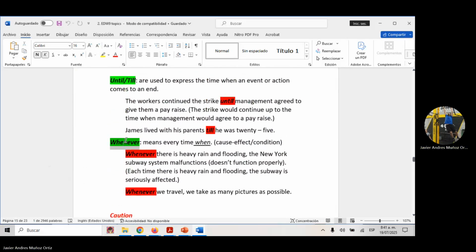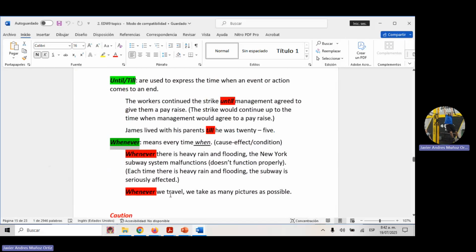And finally, the last conjunction is whenever. This means every time something happens, then something else happens at the same time. So we have a condition, a cause-effect situation. Every time or whenever we go to Armenia, we buy candies. So if we go to Armenia, we buy candies. If we don't go to Armenia, then it doesn't happen.